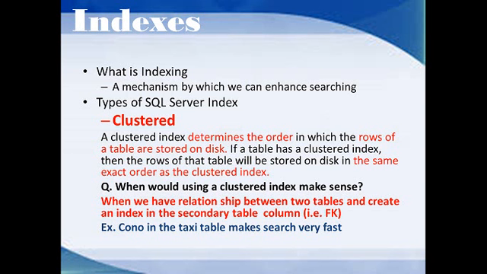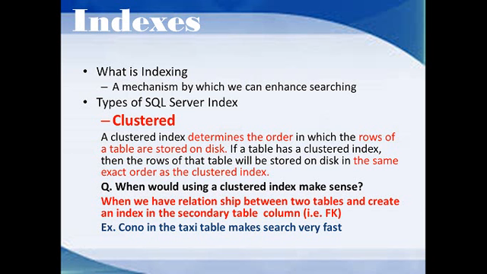The first one is the clustered index. A clustered index determines the order in which rows of a table are stored on a disk. If a table has a clustered index, then rows of that table will be stored on a disk in the same exact order as the clustered index.